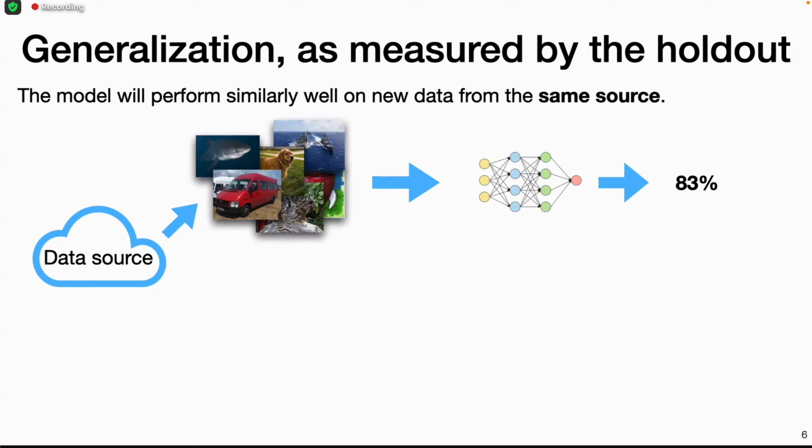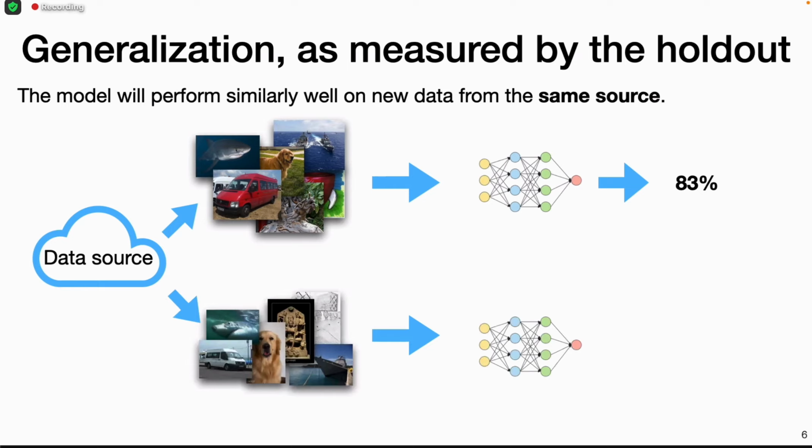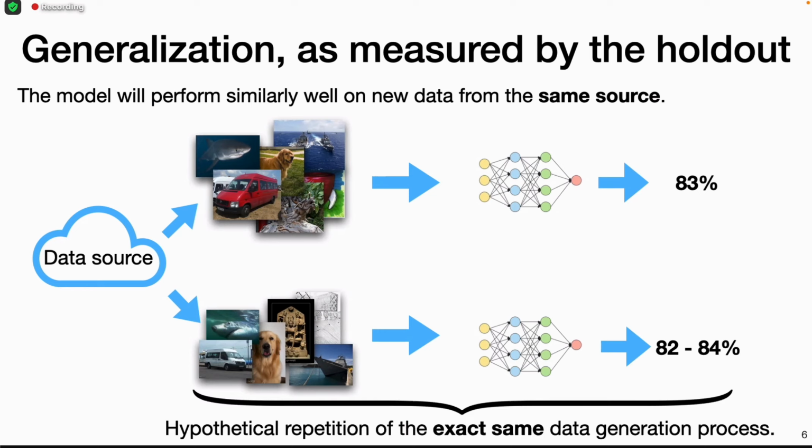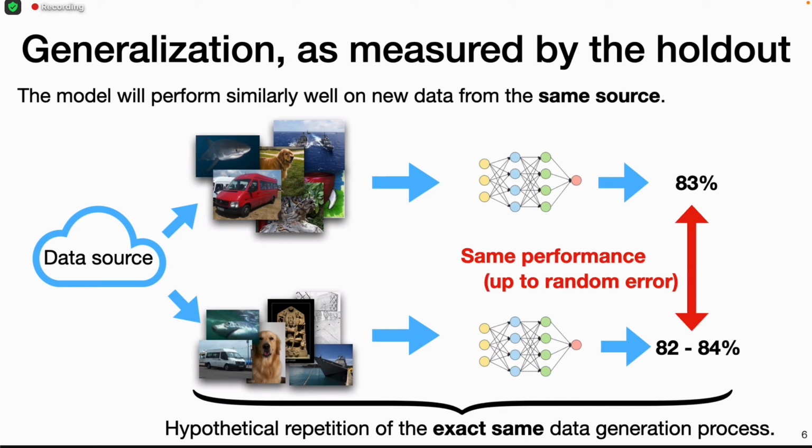If we repeated the same experiment, we drew a new set of images from the same data source, following the same process, feed this again into the same neural network, then we'll get roughly the same accuracy back. Not exactly, because this is a random process, but up to statistical noise, we know that these two numbers will be close. But the big assumption here is that this only holds as a rigorous guarantee if we really repeat the exact same data generation process.